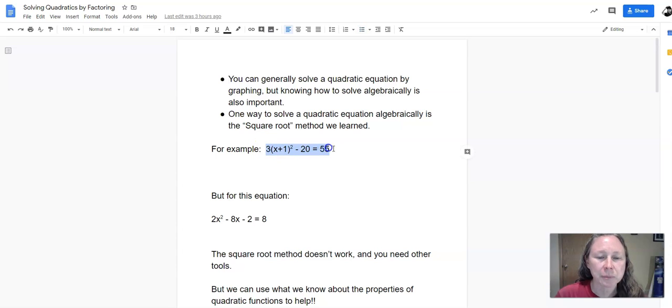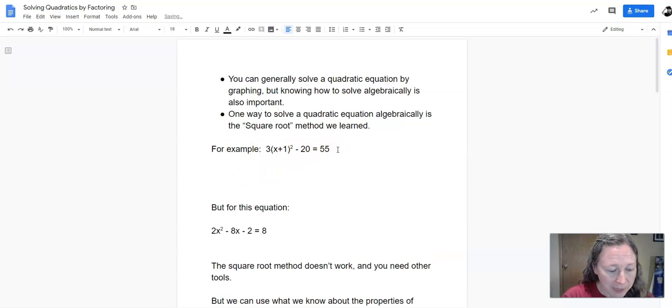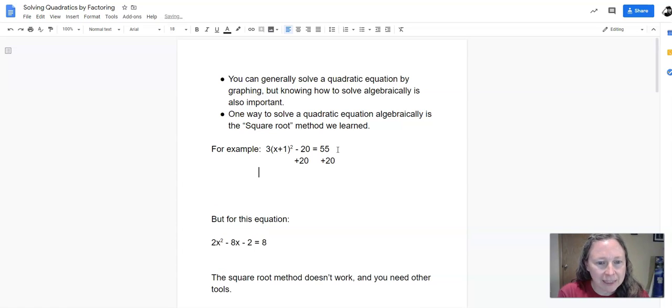So I start off with this problem, and when you see a problem with this structure where you can see an easy path to get to a square root, solving by square roots is the most straightforward method to solve. So in the case of this problem, we just undo the order of operations, right? First we'll add 20 to both sides, and we'll add 20 over here. And then the next line down, that leaves us with 3 times the quantity x plus 1 squared equals 75.